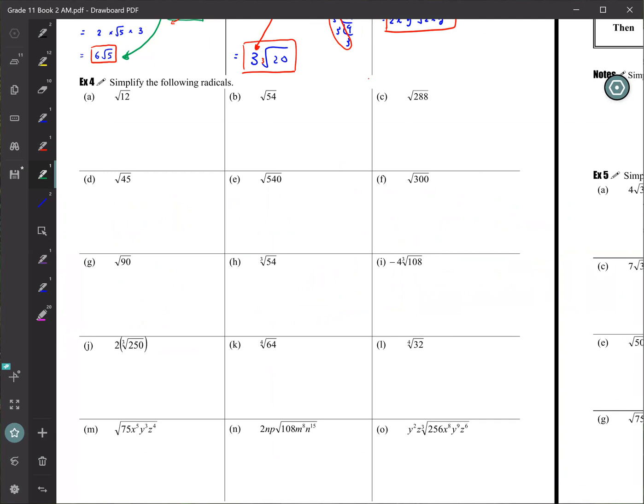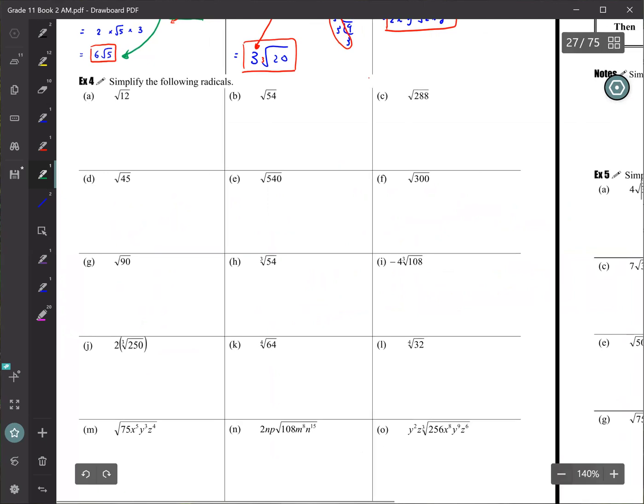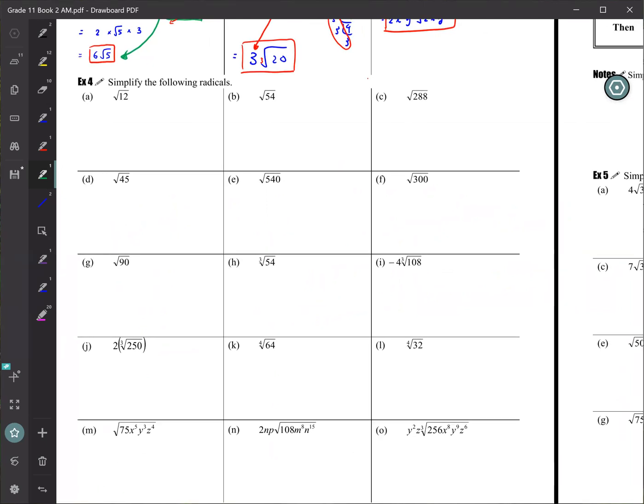Let me see. Yeah, everything should be fine. Look at question I and J. They have numbers outside, right? So whatever comes out, it will multiply with the number on the outside. Question K, question L, they have a 4th root, right? So think about what it takes to make it go out, if there's a 4th root.